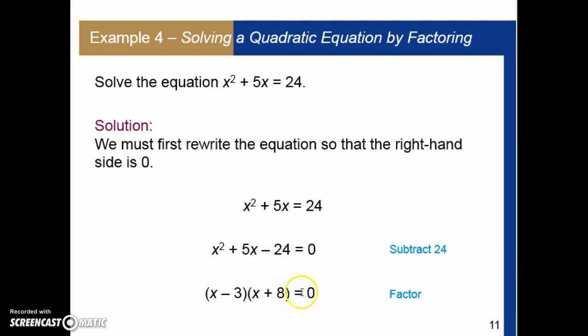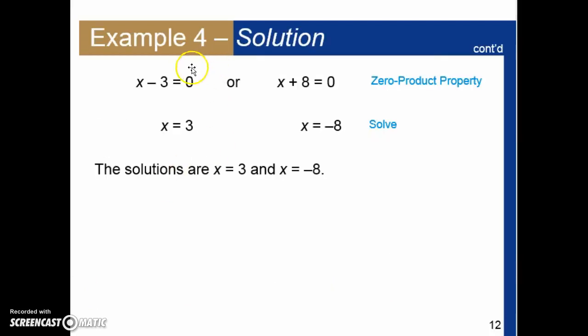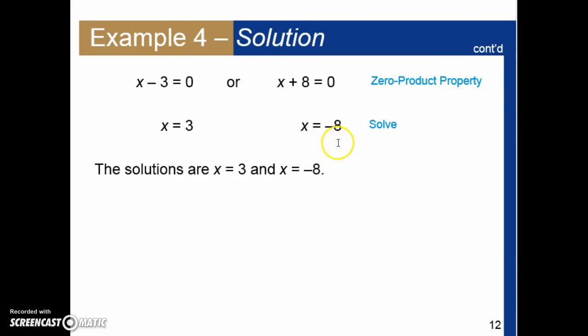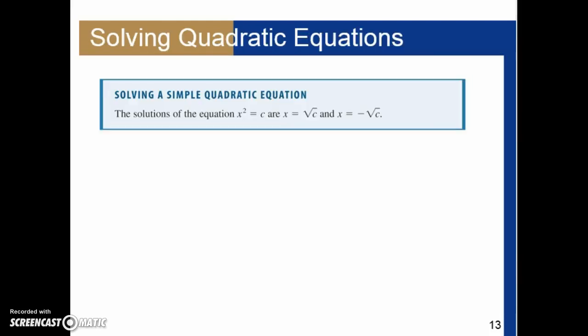So now the only way that product can equal 0 is either for x minus 3 to equal 0 or for x plus 8 to equal 0. So I'm going to take each one of those factors and see what x value would make that a true statement. That's how we solve quadratic equations, by factoring. So here, when x is 3, it's true that this equation equals 0, or when x is negative 8, it's true that the equation equals 0. So straightforward factoring, not really an issue.